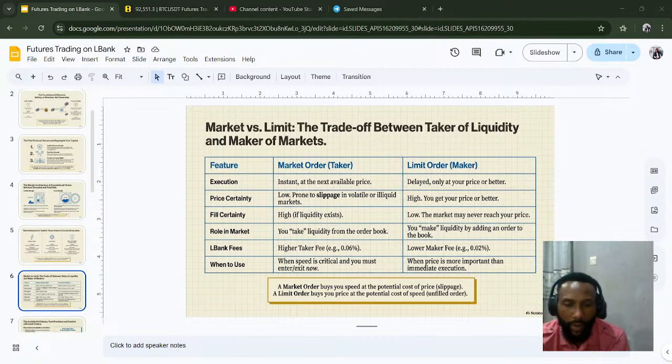All right, guys, so we're back. I stopped at there. So I was talking about the LBank fees.